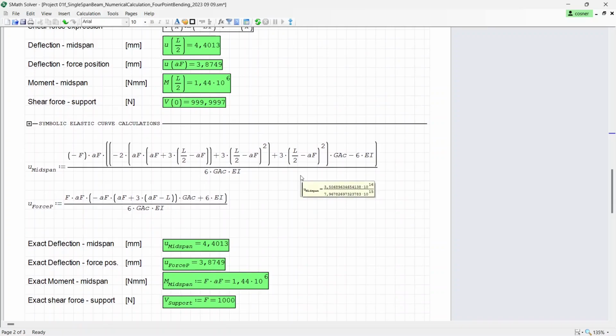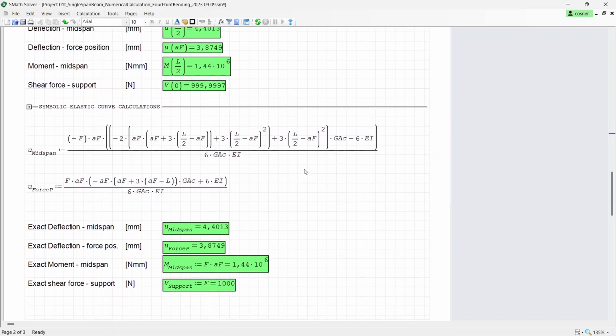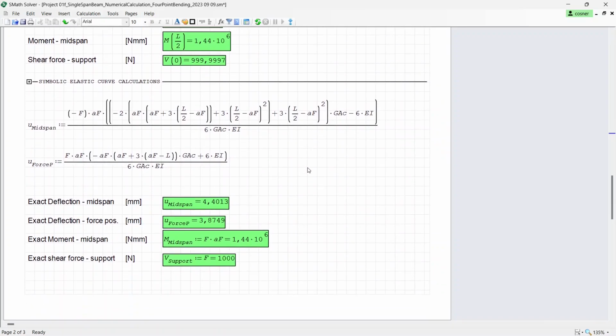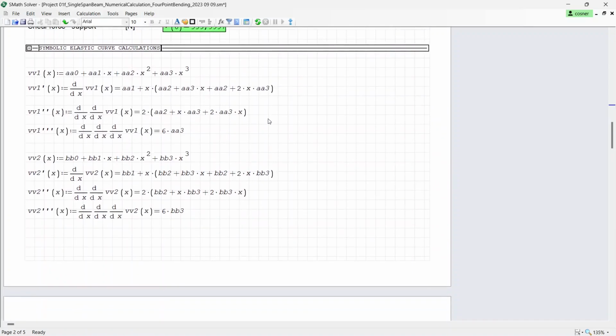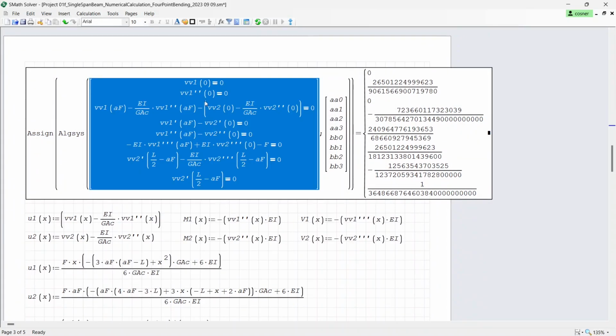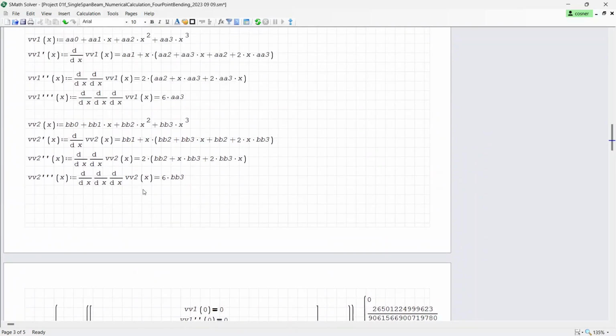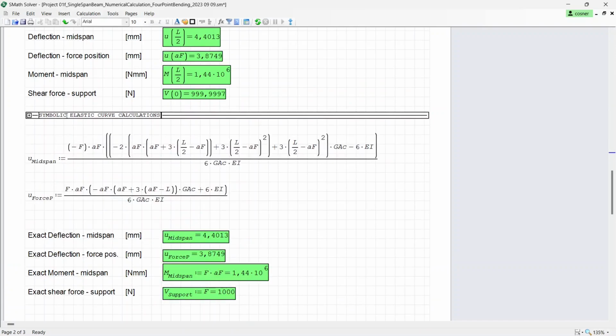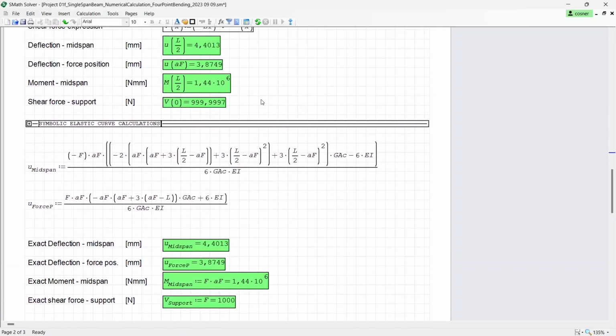To compare the results, I solved the differential equation symbolically. So you can see here the boundary condition for this case. I got at the end almost the same results.